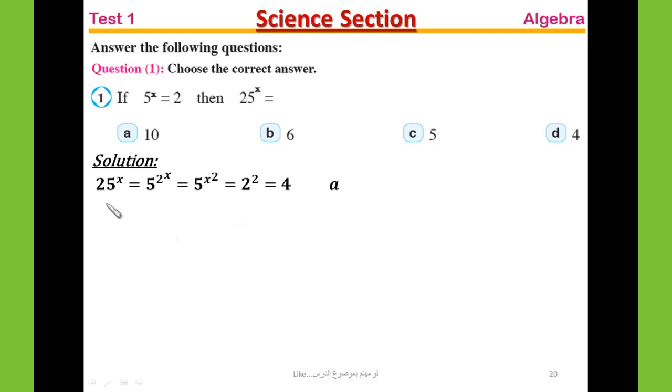We know that 25 power x equals 5 power 2 all power x, as 25 equals 5 power 2, and we can write 5 power 2 all power x in the form 5 power x all power 2. But we know that 5 power x equals 2, so we substitute 5 power x equals 2, so we have 2 power 2, which equals 4. So the answer is D.